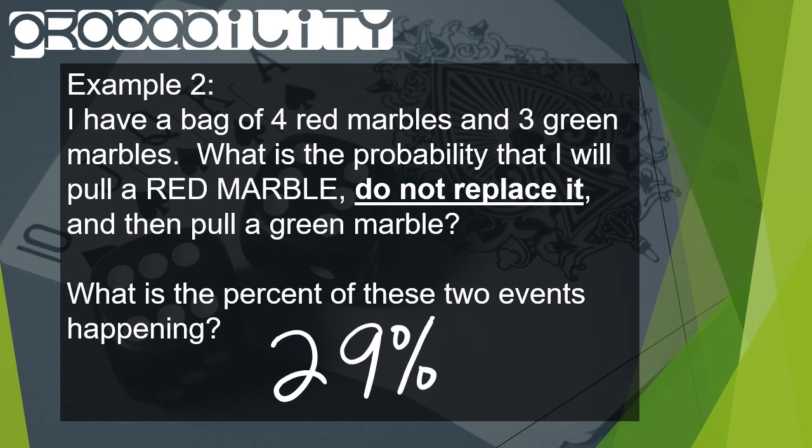The difference between example 1 and example 2 is that in example 1, I put the marble back in, and it kept the denominators the same. With example number 2, I took the marble out and kept it, so it affected the second event, making it dependent. I'd rather play game number 2 because I have a little better chance of winning.